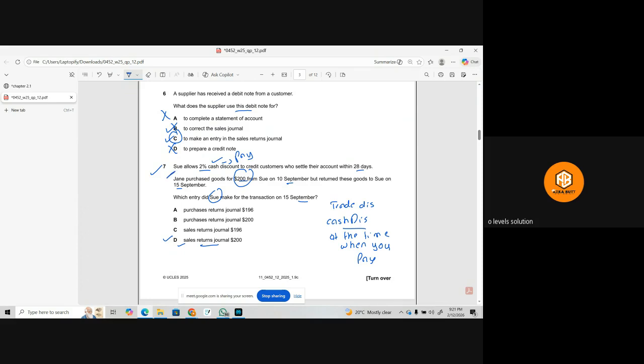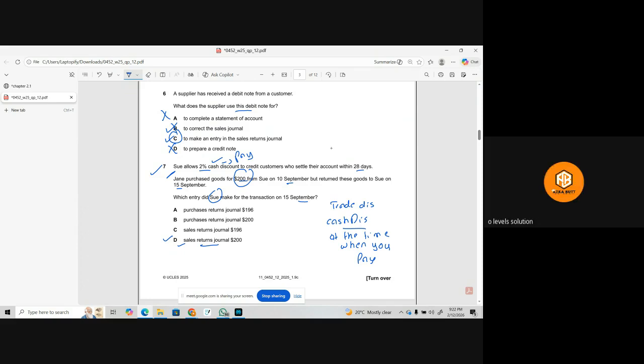So if she just returned the goods, of course we will make this entry in the sale return journal. Why should we apply the cash discount? If she did not pay anything, she simply purchased the goods on 10th September and then just returned the goods. Simple. The cash discount will not apply, because she did not pay anything. If she is not paying anything, we will not apply the cash discount.